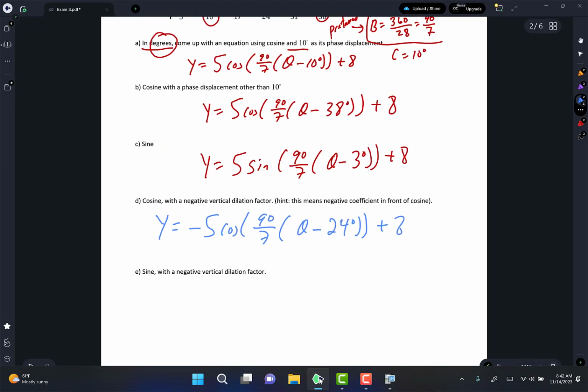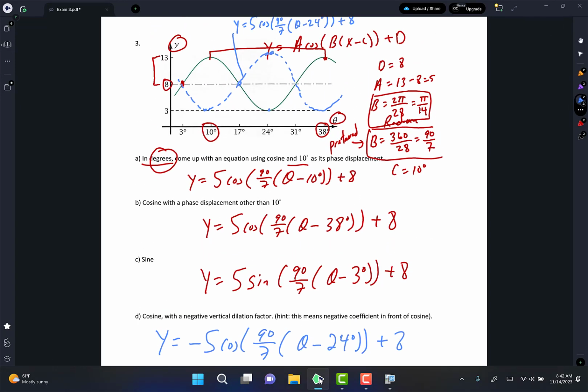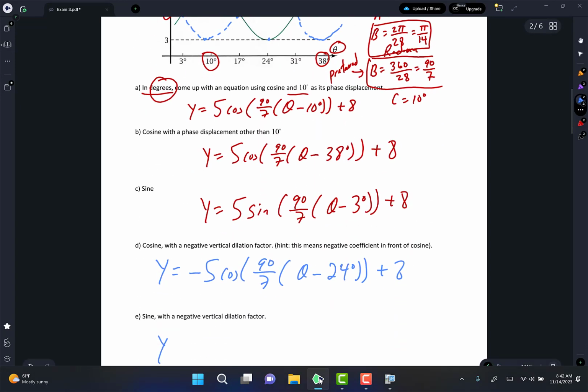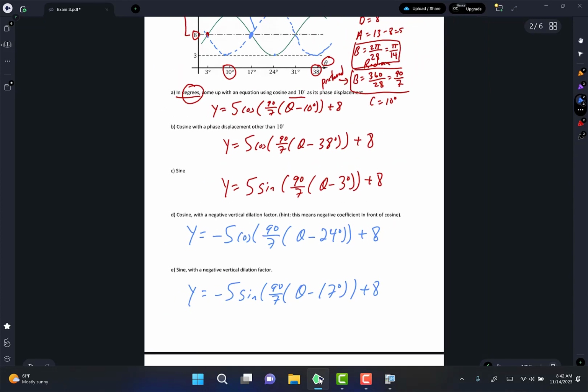All right, same thing with this. I want a point of inflection on the way up on the sky blue line, so I'm going to use 17. So y equals negative 5 sine 90 over 7, theta minus 17 degrees, close, plus 8. And there it is, guys. What do you guys think? Not bad, right?